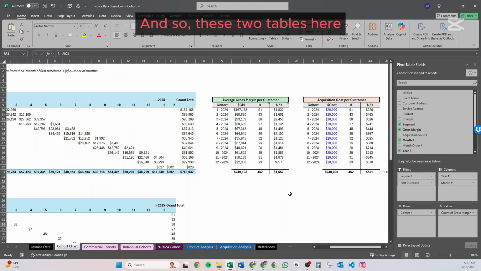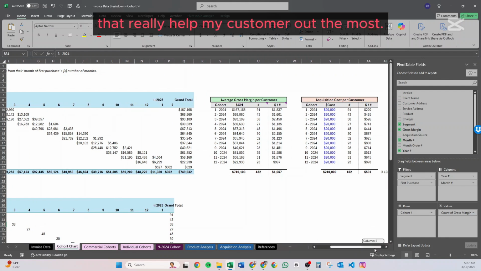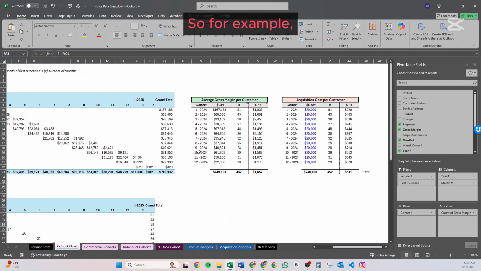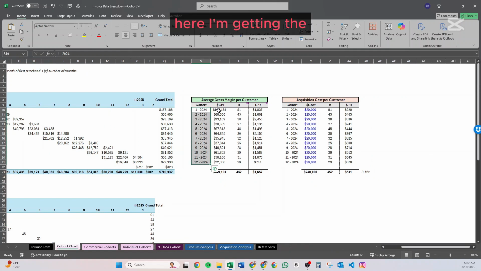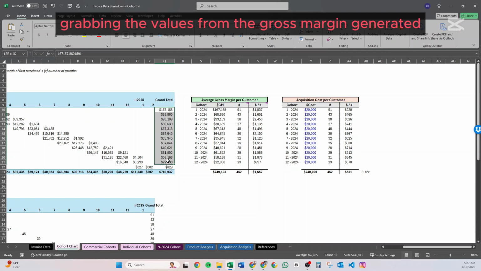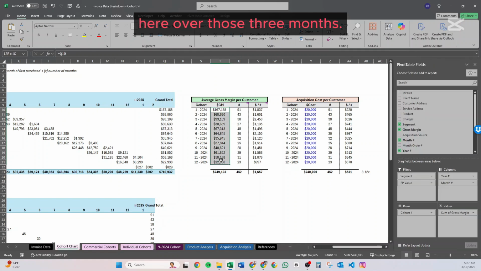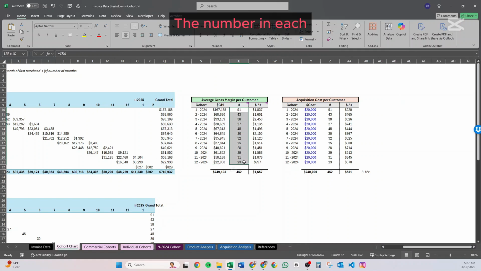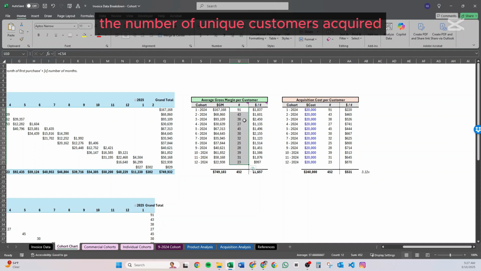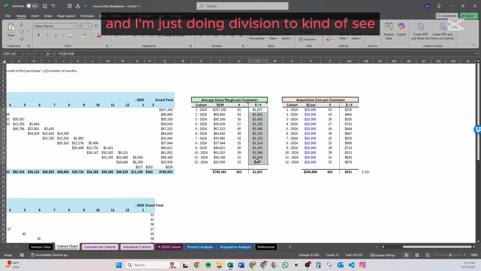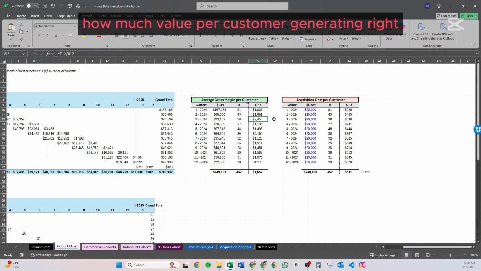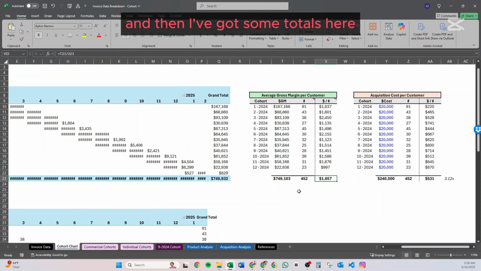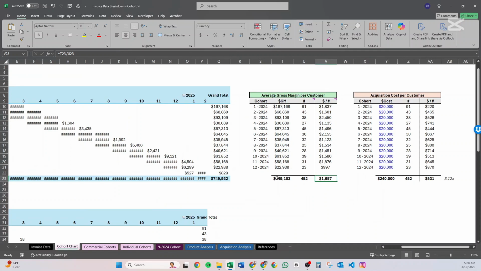And so these 2 tables here, I think, are the ones that really help my customer out the most. For example, you can see here that I'm taking the cohort identifier. I'm just grabbing the values from the gross margin generated over those 3 months, the number of unique customers acquired, and then I'm just doing division to see how much value per customer we're generating, right? And then I've got some totals here. Make this larger for everybody.